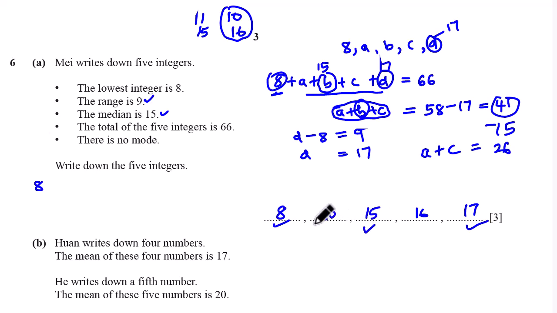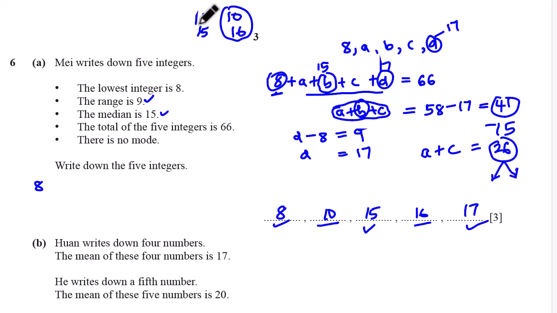So what we were left with was to find out this position and this position. And following the way I worked it out here, you could see that the sum is 26. You now need to find two numbers that add up to 26. There are various two numbers that will add up to 26, but they must fit in between 8 and 15, and then 15 and 17 respectively.